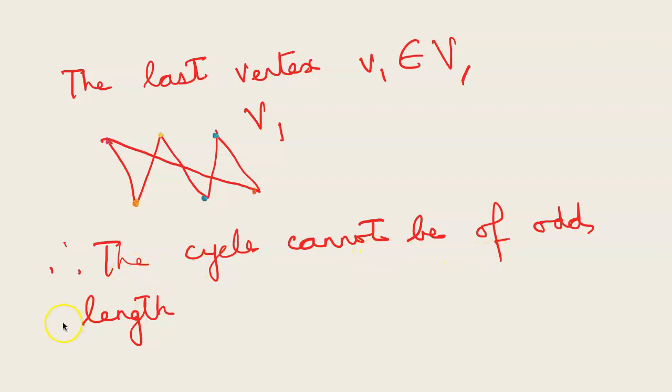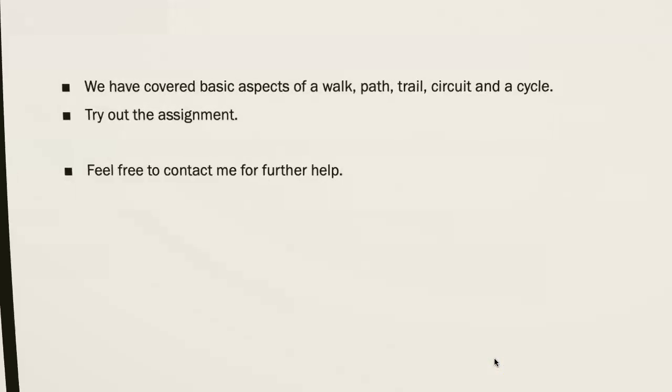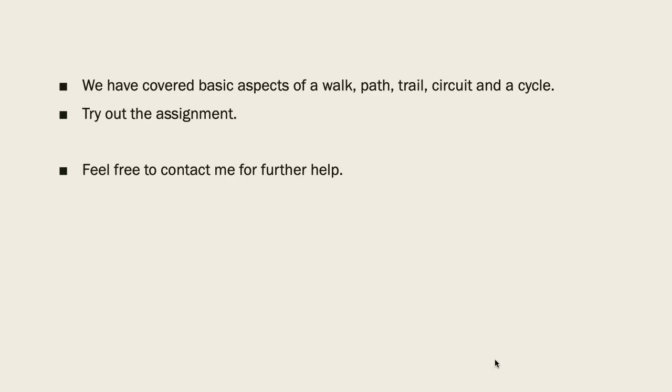So the cycle cannot be of odd length because if you start from V1 here, we have 1, 2, 3, 4, 5 and then we come back to V1. So it is 6 which is even here. So we have covered basic aspects of a walk, path, trail, circuit and cycle.